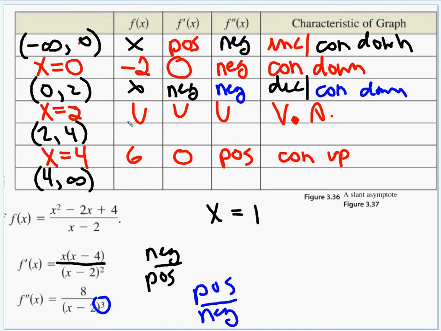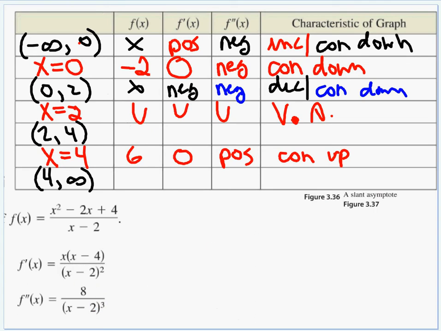Let's hop over to the graph and do a couple of these, I think. Well, no, hold on. Let's save that to the end.